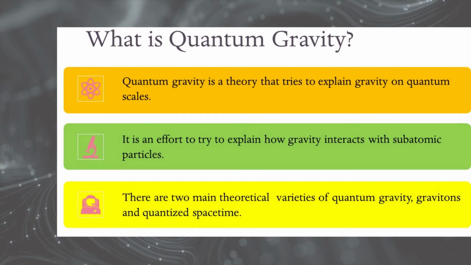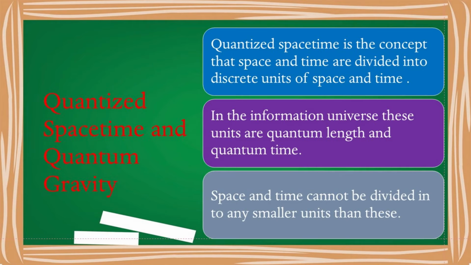Quantum gravity is a theory that tries to explain gravity on quantum scales. It is an effort to try to explain how gravity interacts with subatomic particles. There are two main theoretical varieties of quantum gravity: gravitons and quantized space-time. Quantized space-time is the concept that space and time are divided into discrete units of space and time. In the information universe, these units are quantum length and quantum time. Space and time cannot be divided into any smaller units than these.